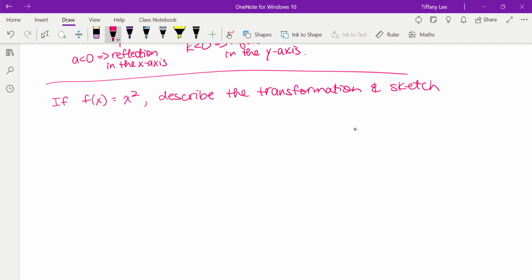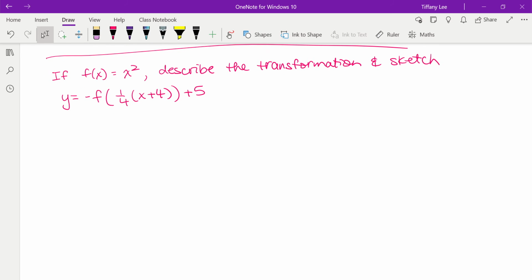If our transformed function is y equals negative f of (1 over 4 x plus 4) plus 5. All right, so the question that we have here is, if f of x equals x squared, describe the transformation and sketch y equals negative f of (1 over 4 x plus 4) plus 5. So let's describe our transformation first.